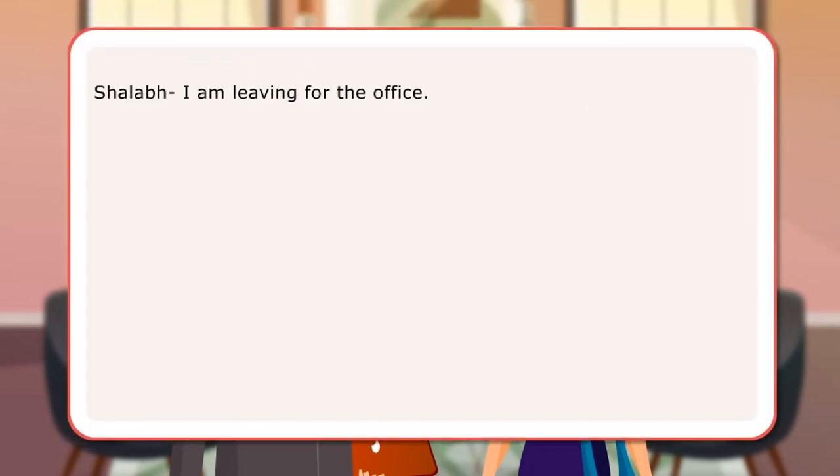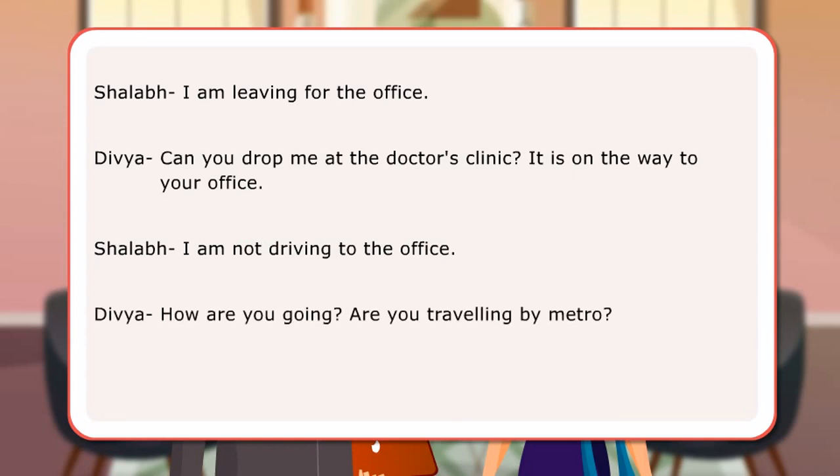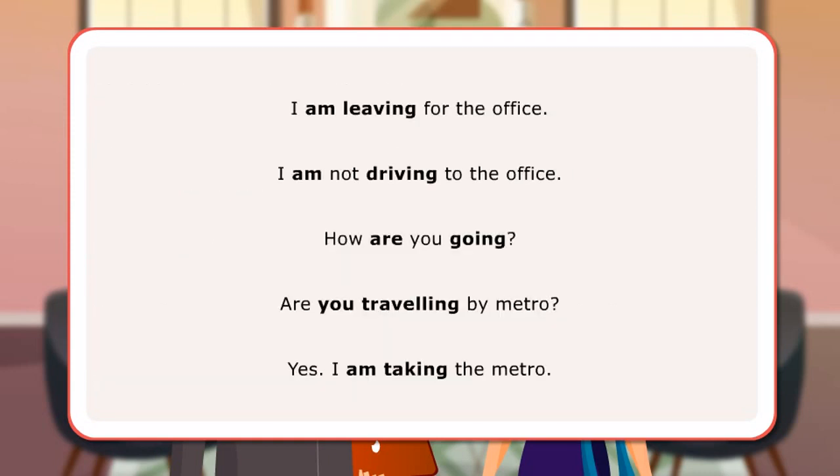In the conversation, Shalabh and Divya have spoken about actions happening at the time of speaking and also about actions scheduled to happen in the near future. Here are some examples of verbs showing present continuous tense.